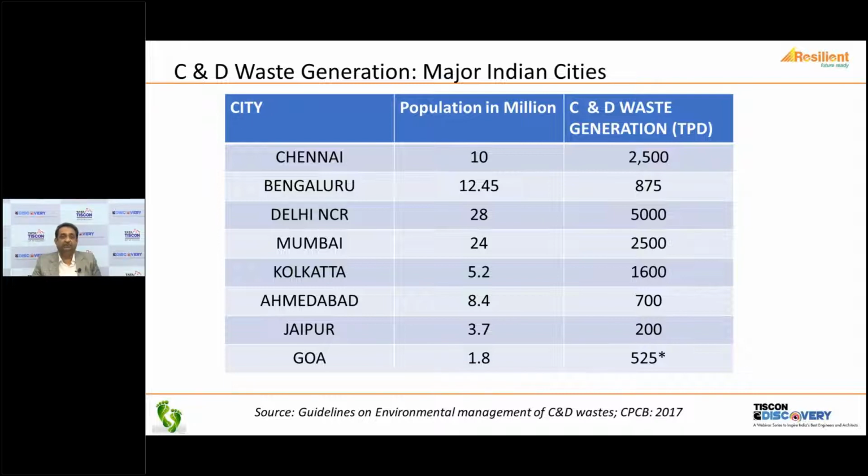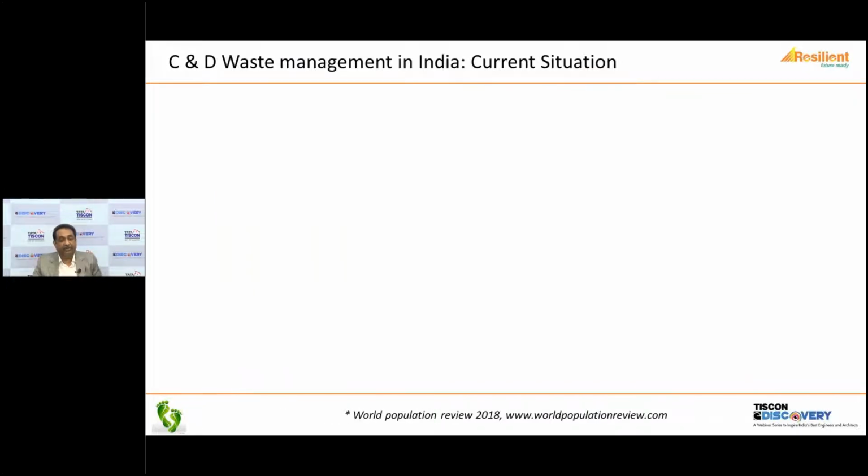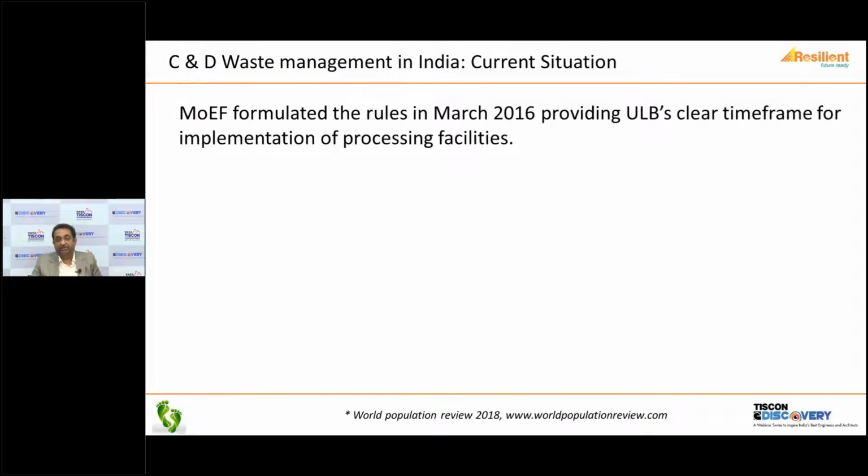You are much way below, again, the estimates. So we do not have a scientific way of looking and calculating what is the actual C&D generation, because most of them is unaccounted. Now, what are we doing in India for C&D waste management? The Ministry of Environment and Forest formulated a C&D waste management rule in 2016 and gave a clear deadline for all the urban local bodies, a time frame for implementing the processing facilities.